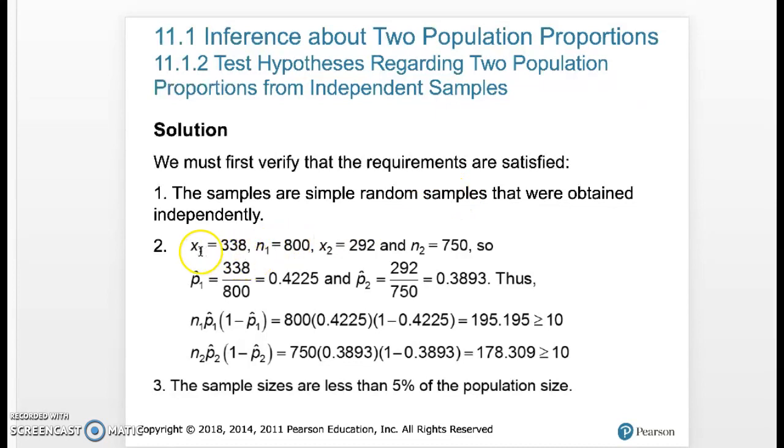Then, in our next part, we're subscripting 1 for the urban households. We had 800 total households, 338 with internet access. So think about this as our number of successes and our total. 750 rural, 292 of those were successes with internet access. So our p hat 1 is going to be our proportion with internet access for our urban households, about 42%, 0.422 approximately. And for rural households, about 39%, 0.389 approximately for our proportion. So we will take those two numbers and use them to check our conditions.